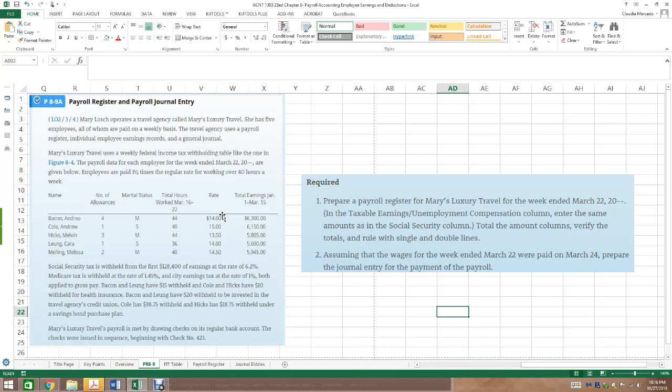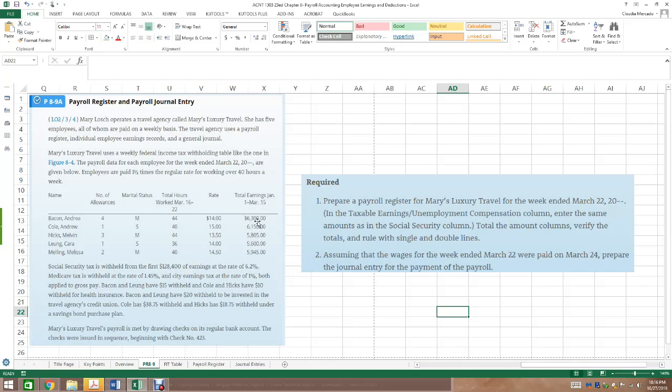And so far, between January the 1st and March the 15th, Andrea has earned $6,300. That is the cumulative pay. That is how much she has made year to date. It is very important that we keep track of this, because once this employee reaches $128,400, guess what? This employee doesn't have to pay any more Social Security tax. So we need to keep track of the cumulative pay for several reasons, that being one of them.